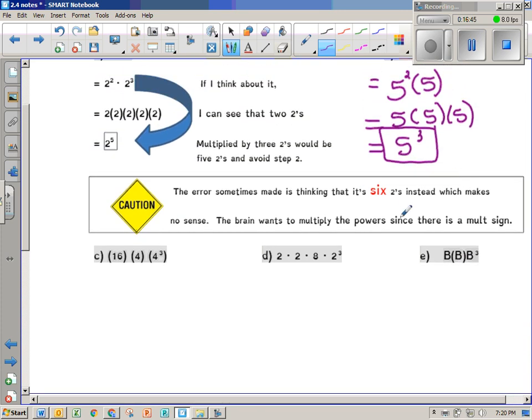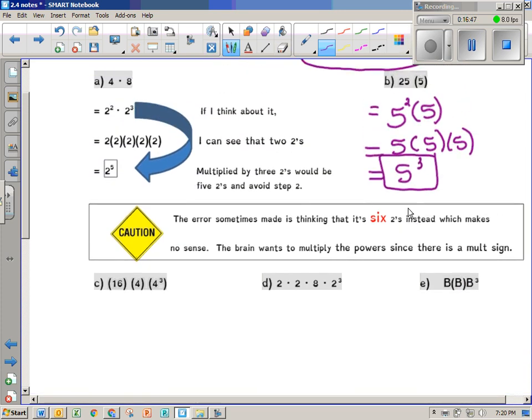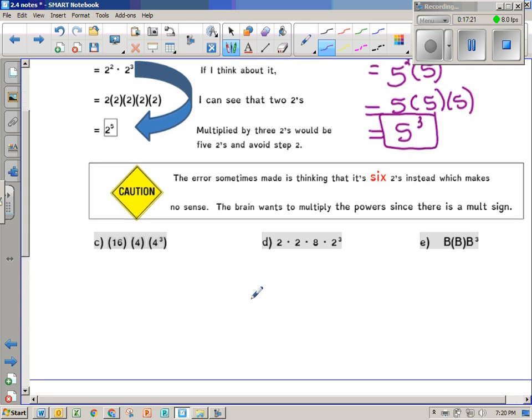Actually, we should talk about this little caution for just a second. A really common mistake is for a student to see this 2 and 3 and see that multiplication, and they want to multiply 2 times 3, which would not give you 5, which would give you 6. It's just sometimes hard for the brain to see that multiplication symbol and actually add the exponents together. So if you think that's going to happen to you, just write it out in expanded form and then just count, and you'll come up with 5, not 6. So try these 3 and then come back.